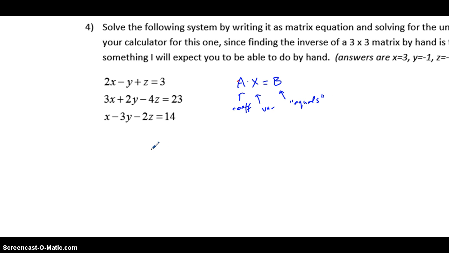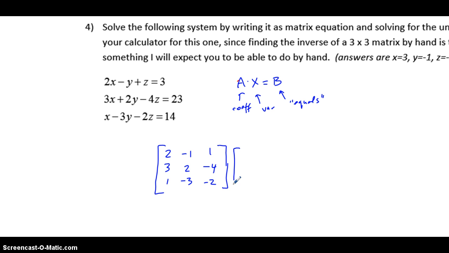So let's go ahead and set this up. We have our coefficient matrix here, and we're just going to drop in all these numbers. 2, negative 1, 1, 3, 2, negative 4. So 3, 2, negative 4. 1, negative 3, negative 2. And there's our coefficients. We have 3 by 3, so there should be 9 entries in our matrix. We're good. Now, oops.